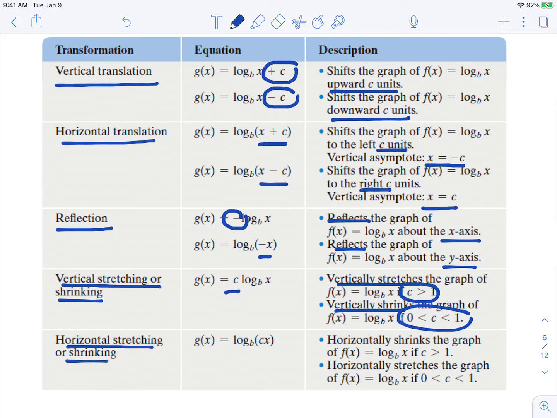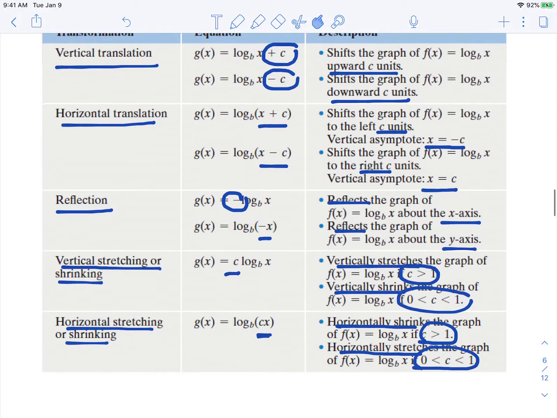Horizontal stretches and shrinks happen inside the function. You'll have a horizontal shrink when your c value is greater than 1, a horizontal stretch when you have that decimal or a fraction. So those are the rules.